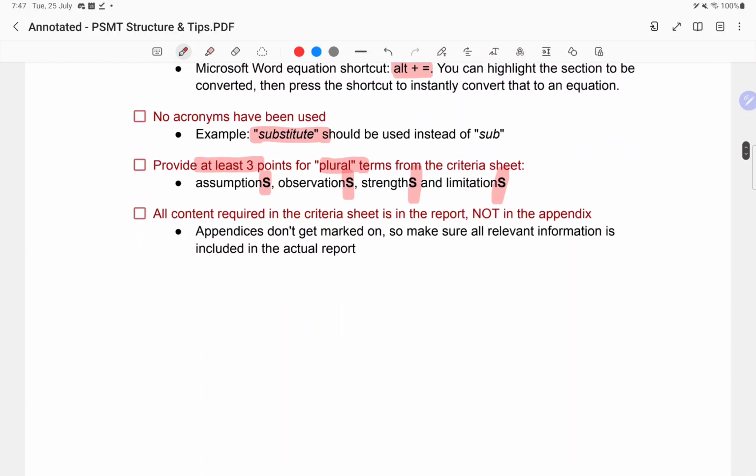Okay. Everything that you need in the criteria sheet will have to be in the report, not in the appendix. What is the appendix? I've never used it before, but my teacher explained it. I didn't understand. He told me to put the equations in, or the repeated equations or something. Yes, that's right.